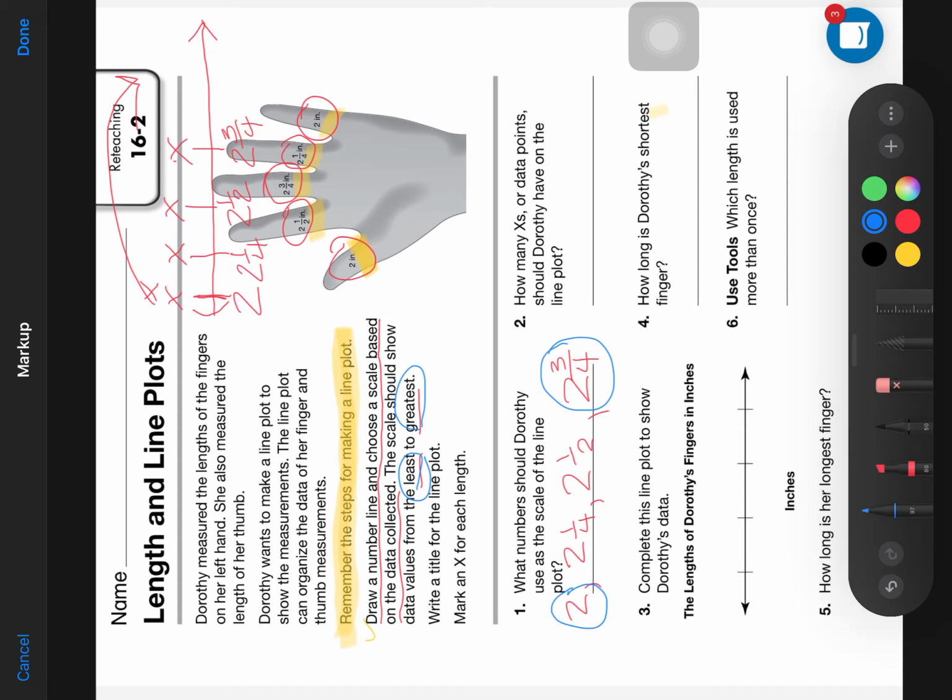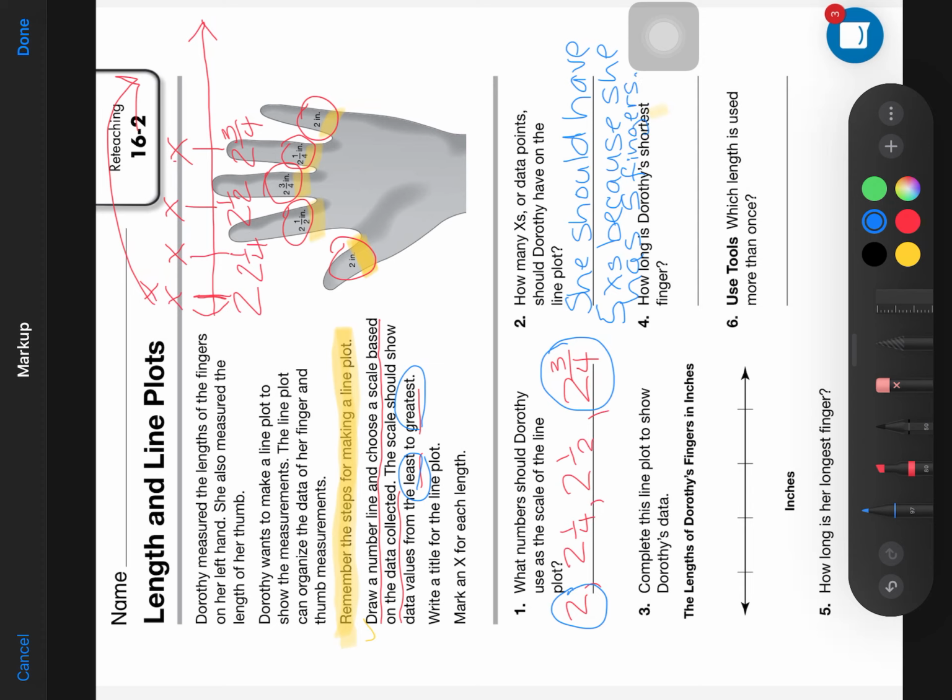How many X's or data points should Dorothy have on the line plot? So she should have 5 X's. Why should she have 5 X's? Because she has 5 measurements or fingers, right?